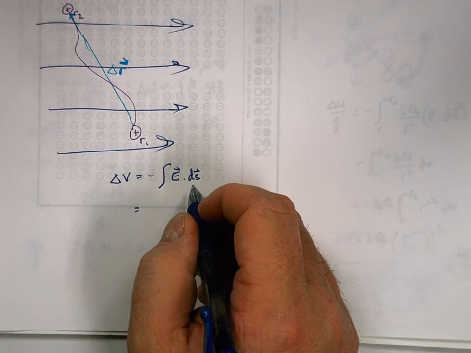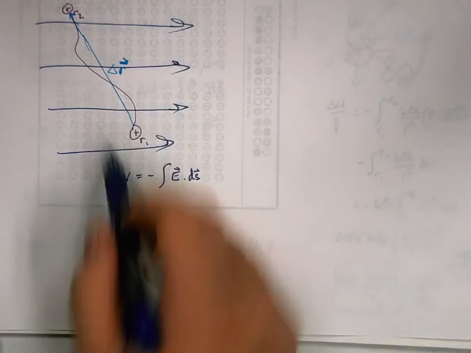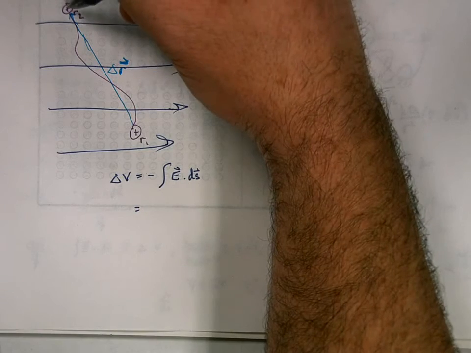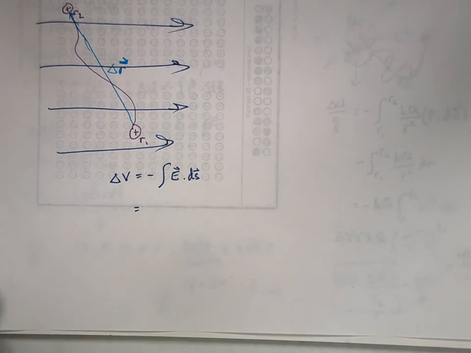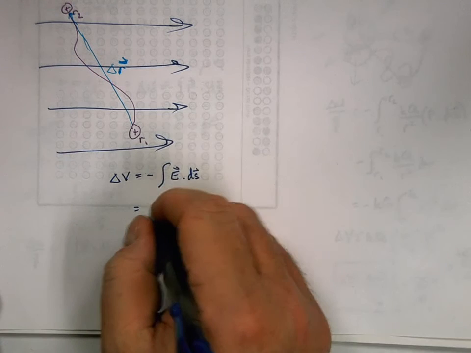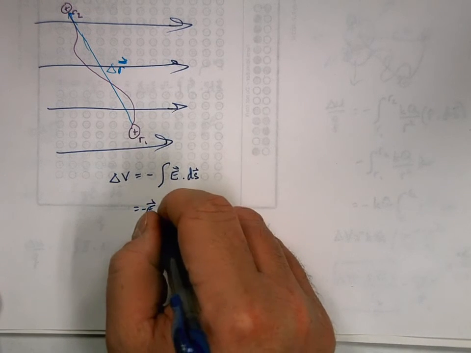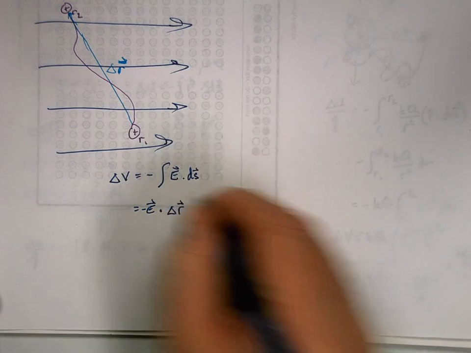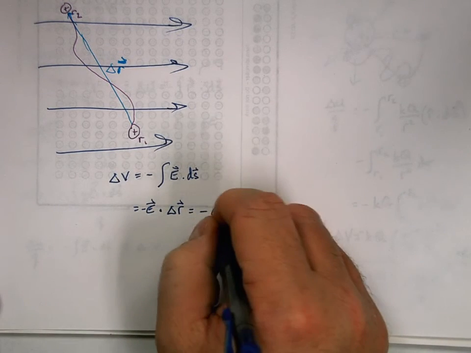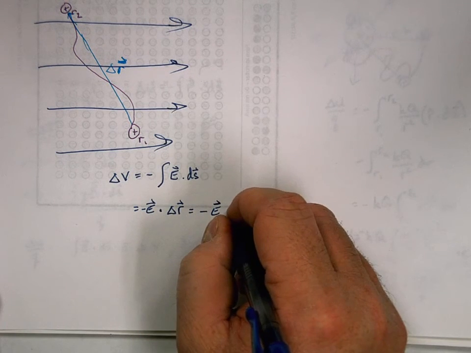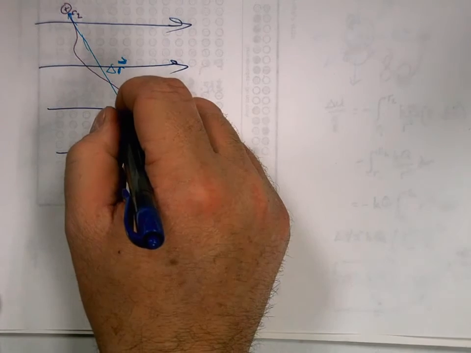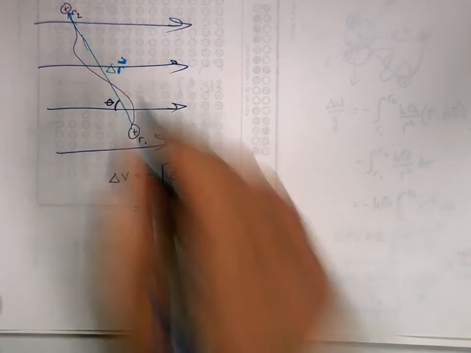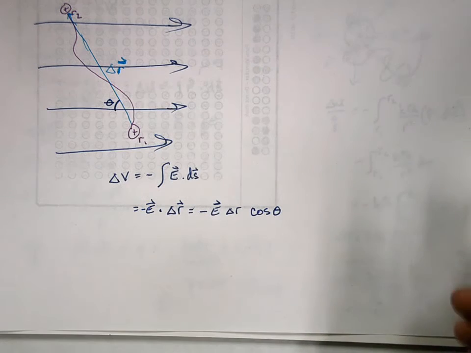If this is the same, then we're just worried about delta R because everything else is either along or perpendicular to the field. If it's perpendicular to the field, it doesn't matter. If it's along the field, then it matters. So this becomes negative E dot delta R, which becomes negative E delta R cosine theta, with theta being the angle that R makes with the electric field.